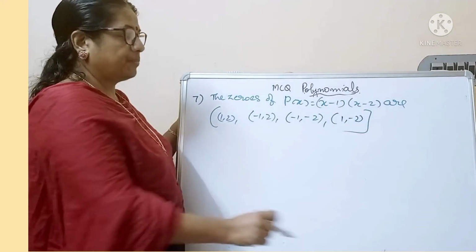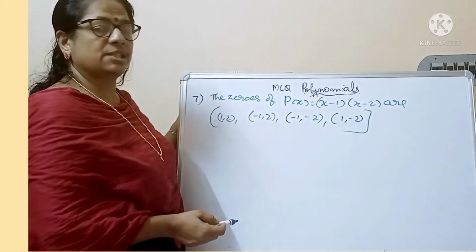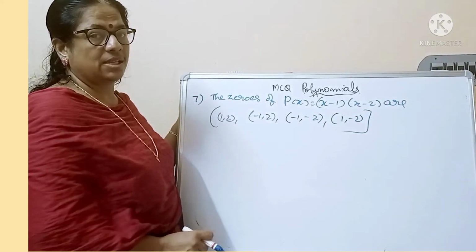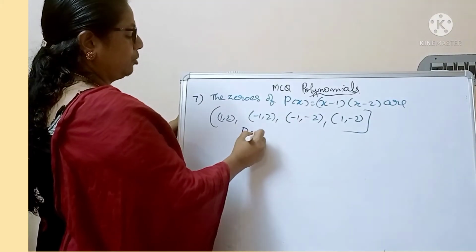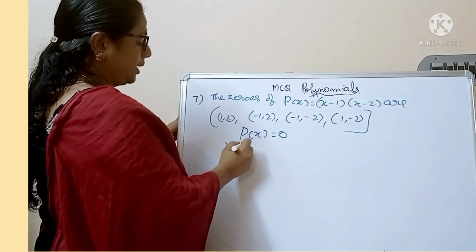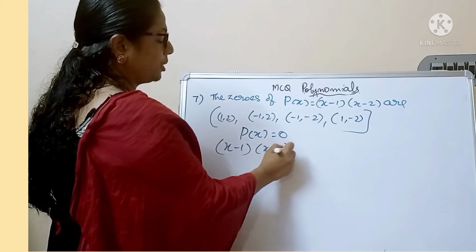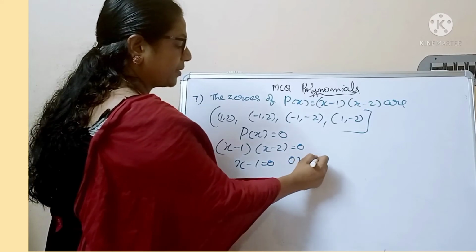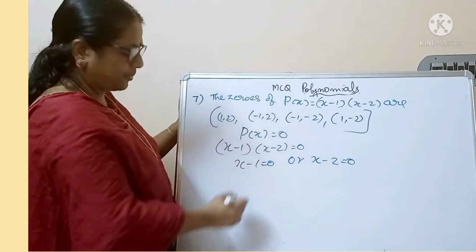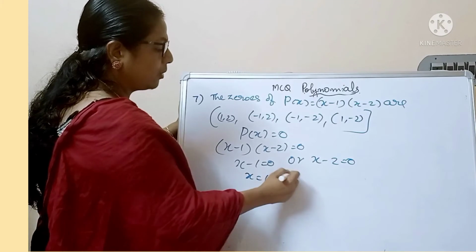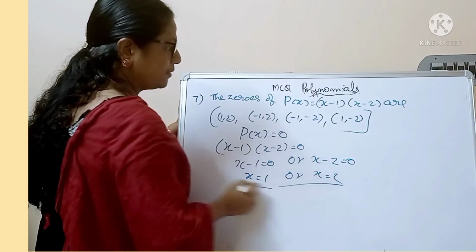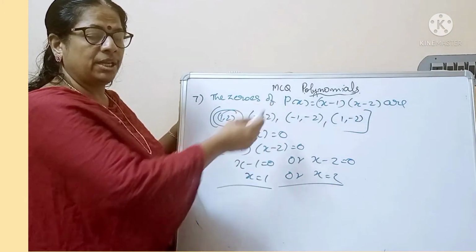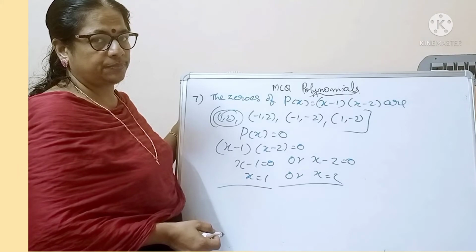The seventh question: the zeros of p of x equal to x minus 1 into x minus 2. How can we find the zeros? Put p of x equal to 0. So x minus 1 into x minus 2 equal to 0. So x minus 1 equal to 0 or x minus 2 equal to 0. That means x is equal to 1 or x is equal to 2. So 1 and 2 are the zeros of the polynomial x minus 1 into x minus 2.